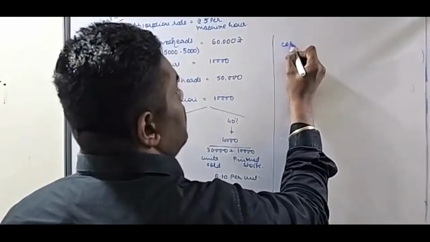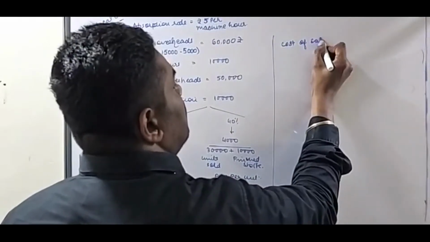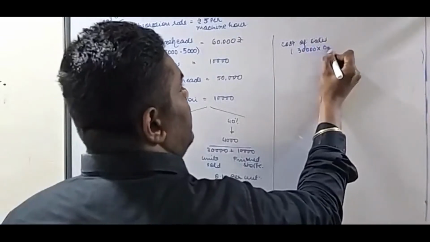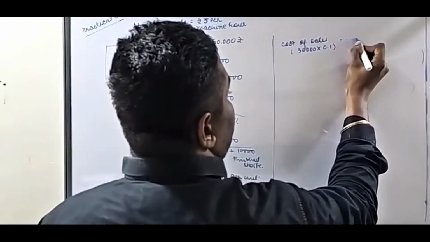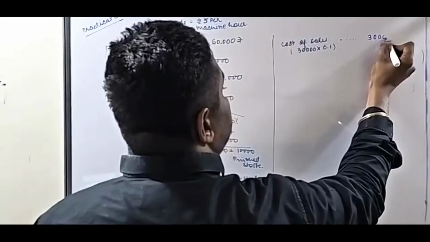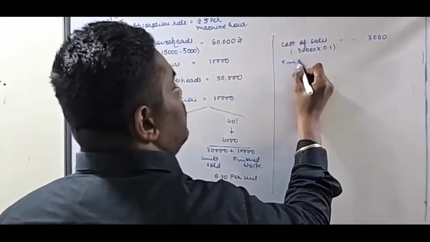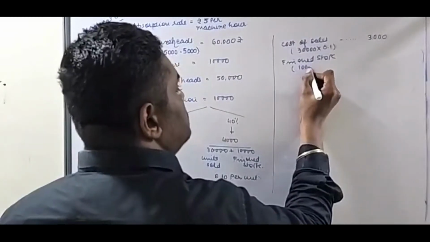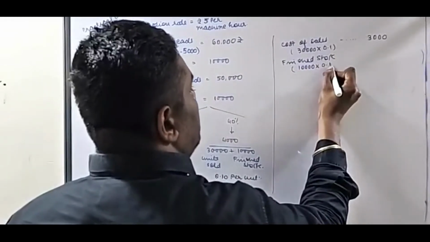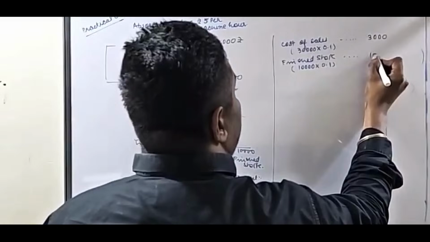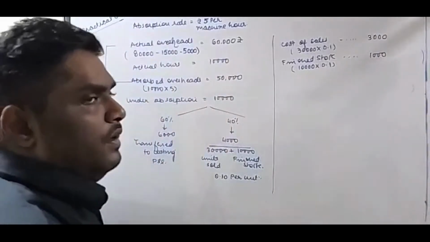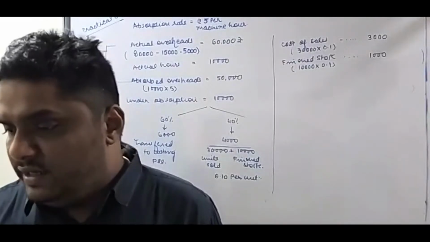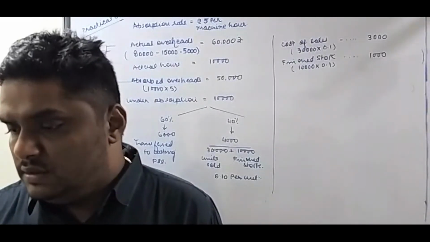So when talking about the cost of sales, it will be increased by 30,000 into 0.1. So this will be 3,000, and finished stock value will be increased by 1,000, that is 10,000 into 0.1. A very simple question, an easy question. So if you guys have any doubts, please post your queries.